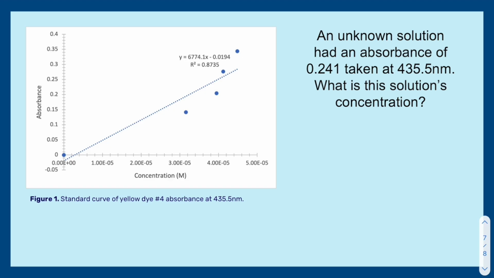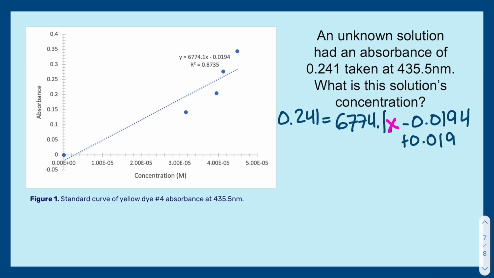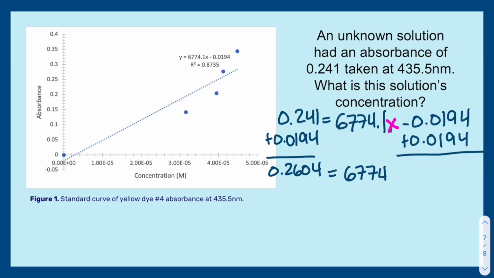So let's take our absorbance of 0.241, which is our Y value, and we're going to say is equal to 6,774.1 X plus the y-intercept, which is about negative 0.0194. We are going to solve for X, which is our concentration. So that is our variable. We're just going to solve for this like we would any math equation and add to both sides. Then this will give us 0.2604 is equal to 6,774.1 X. Then we will divide both sides by 6,774.1.